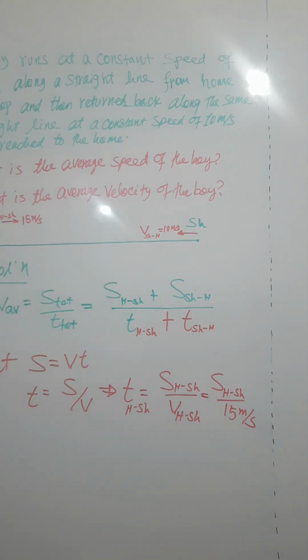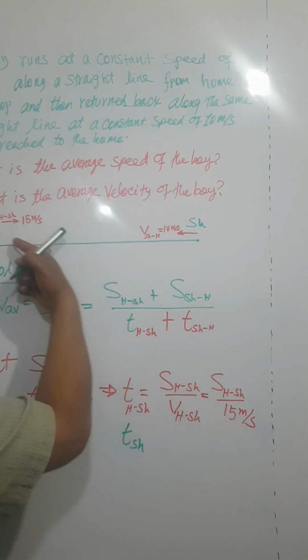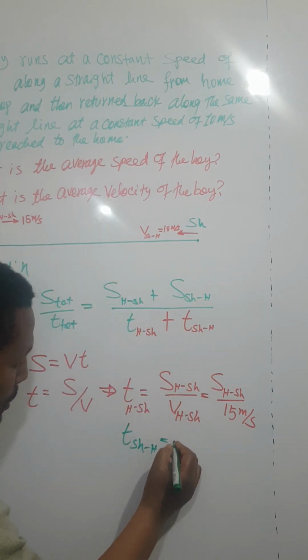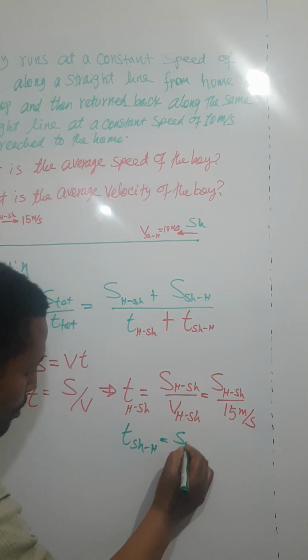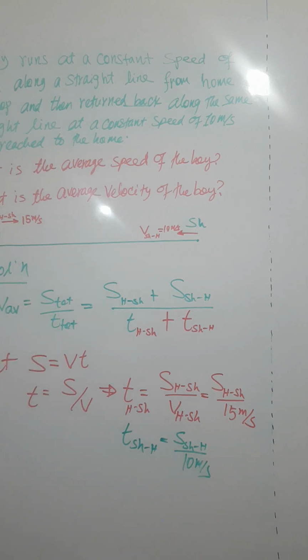In the same manner, the time required to move from the shop to home is equal to the distance from shop to home divided by 10 meters per second. Now, as we can see, the distance from home to shop is the same as the distance from shop to home, so we can simply put it as S.